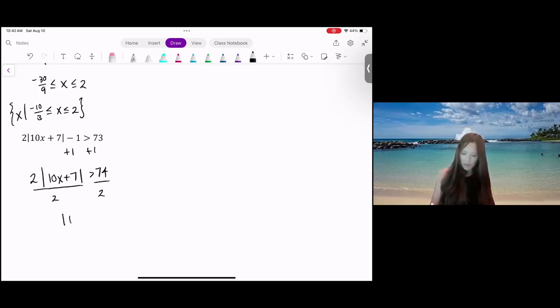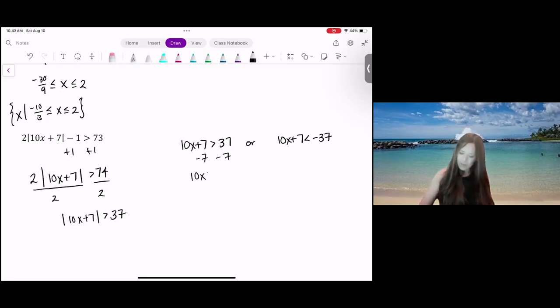I then have the absolute value of 10x plus 7 is greater than 37. Now I can split the inequality, but remember this is a greater than symbol with the absolute value on the left, which means I need to make this an or. That's going to be 10x plus 7 is greater than 37, or 10x plus 7 is less than the opposite. Solve both of these. I subtract 7. I get 10x is greater than 30. Divide by 10, and x is greater than 3.